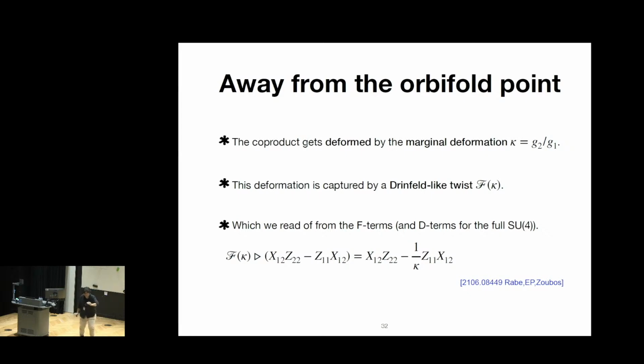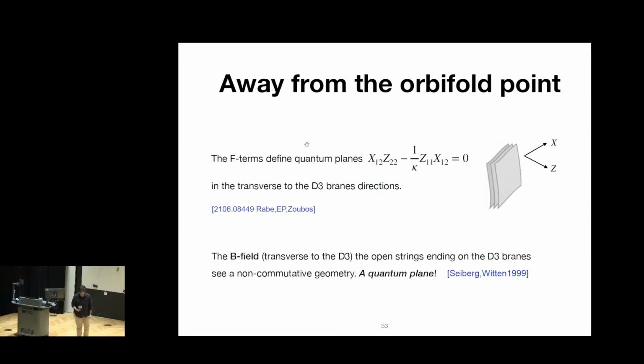That's not enough. We want to go away from this orbifold point and capture the whole conformal manifold. How do we do this? The way we should think is that this coproduct that we wrote down somehow has to get deformed by the marginal deformation, which is this ratio of couplings. So this, as you will see in a second, is captured by a Drinfeld-like twist object, which you simply read off from the F terms. And if you want to do the full SU4, you also have to include the D terms. This is something we understood when we were at MBI.